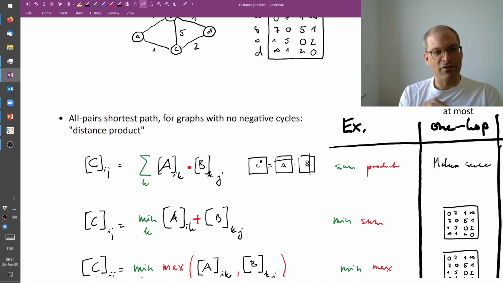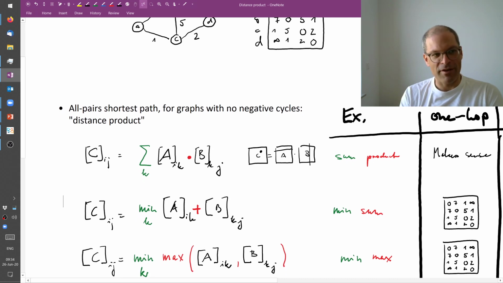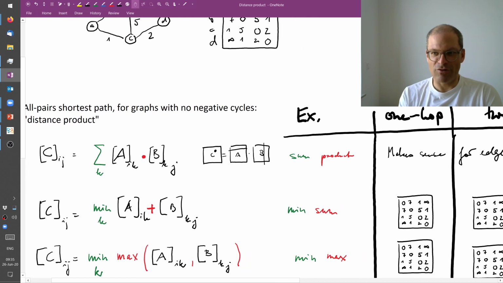And I've highlighted in 2 colors. There's a summation, the green thing, and there's a product, the red thing, which is why this is also called a matrix product in the sum product semi-ring. Now let's try out something and replace these 2 operations. I'm going to replace the sum by the min, and I'm going to replace the product by addition. If I previously called this sum product, this time I'm going to call it a min sum operator.